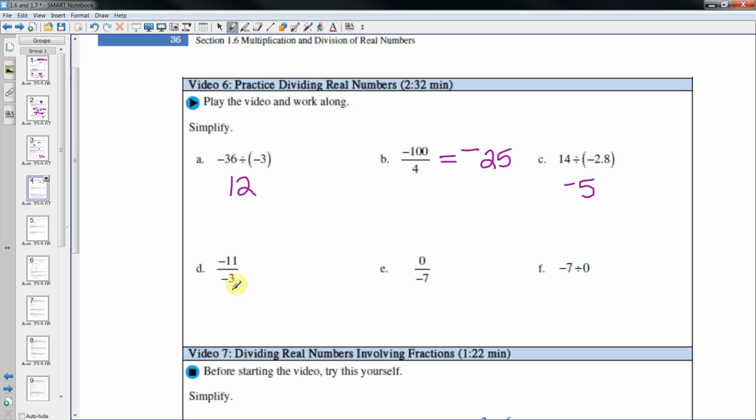Negative 11 divided by negative 3, the only thing I can really do with that one is change it to 11/3, because in algebra we're going to still leave it as an improper fraction, but you can cancel out those negatives and make it positive. 0 in the numerator is okay, so 0 divided by negative 7 is 0, but negative 7 divided by 0, 0 coming second, not okay. That one would be undefined.